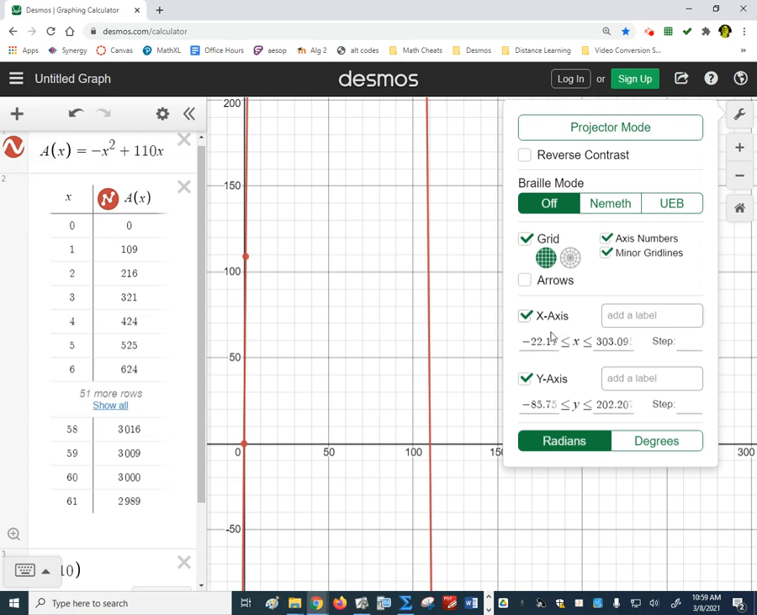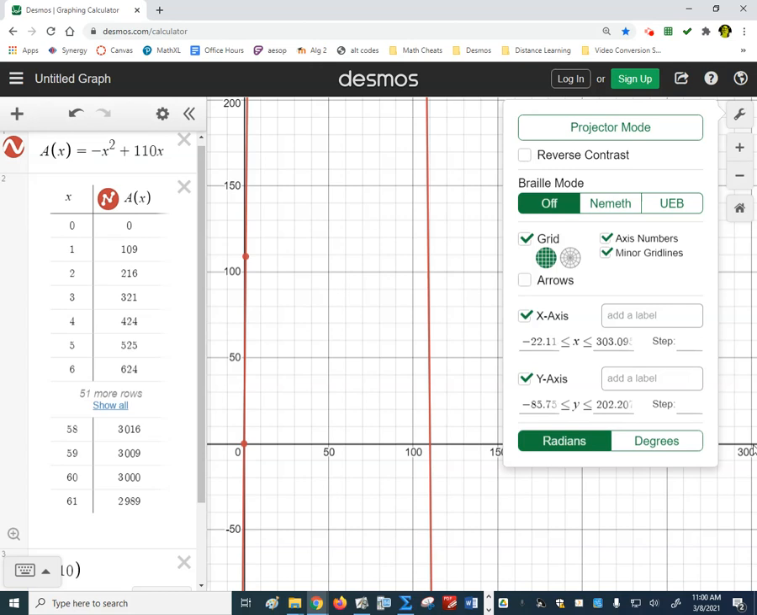Okay. Let's look at the x-axis. Right now, x is greater than or equal to negative 22.11 and less than or equal to 303 point something. Well, look what that means. The left edge of the screen that you can see is at about negative 22, and the right edge of the screen has an x value of about 303.